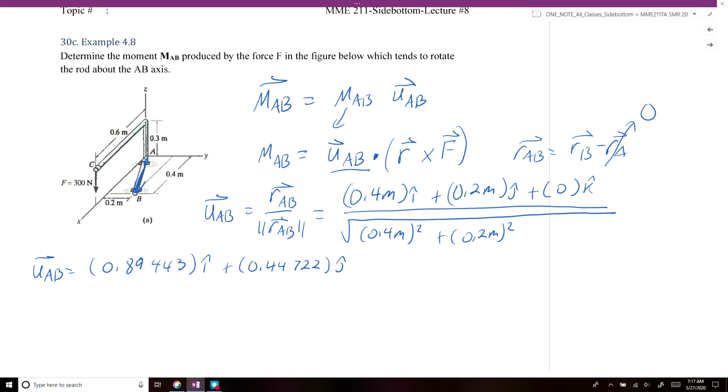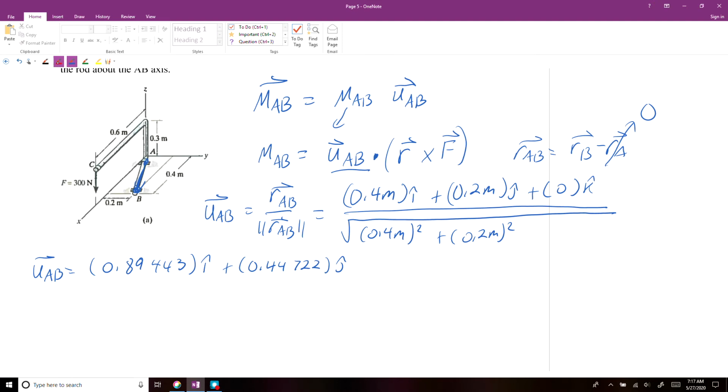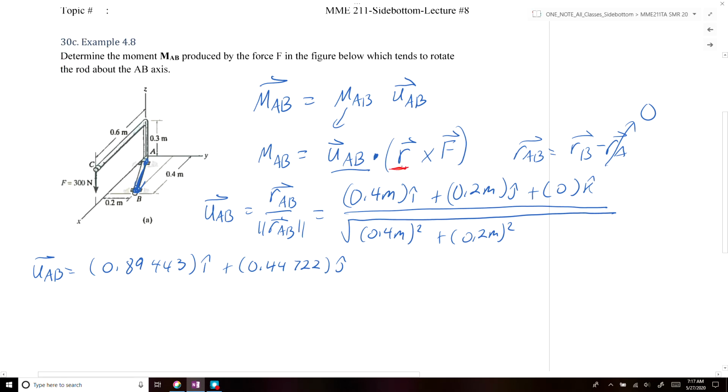The second term of our equation, R, we can define from any point on our axis AB to our applied force F. In this case, I'm going to select from point A to point C as our R term. You could also go from point B to point C. That would be totally fine. You could also go from point A to this point here, I'll call it point D. That would also be acceptable because it's also along the line of action of our force.